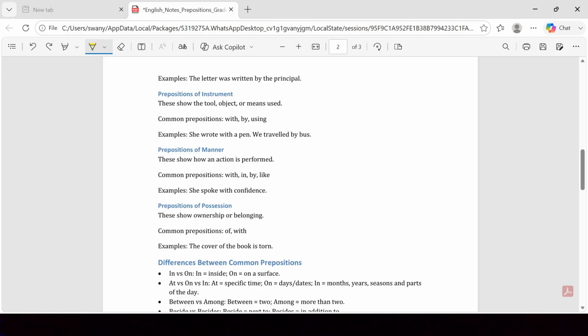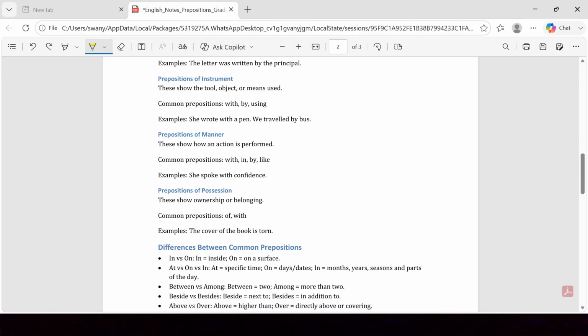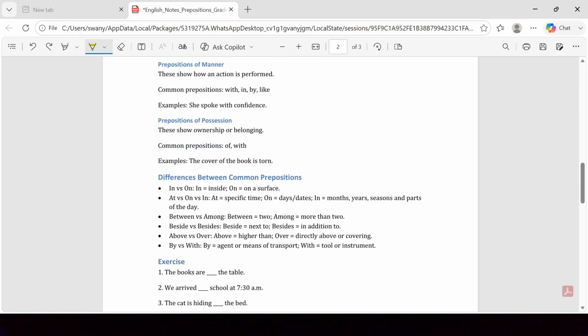Then we have the differences between common prepositions. You are supposed to know the difference between in versus on. In means inside. Then on means on a surface, on top of something. At versus on. At means a specific time. On means days or dates. And in means months, years, seasons, and parts of the day.